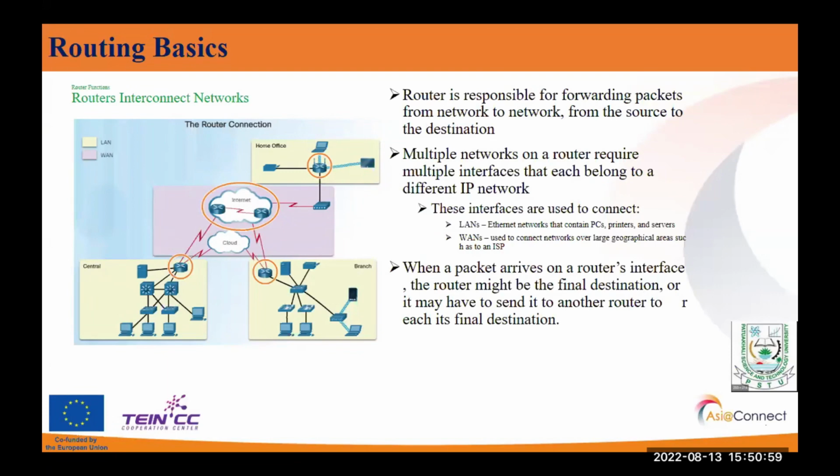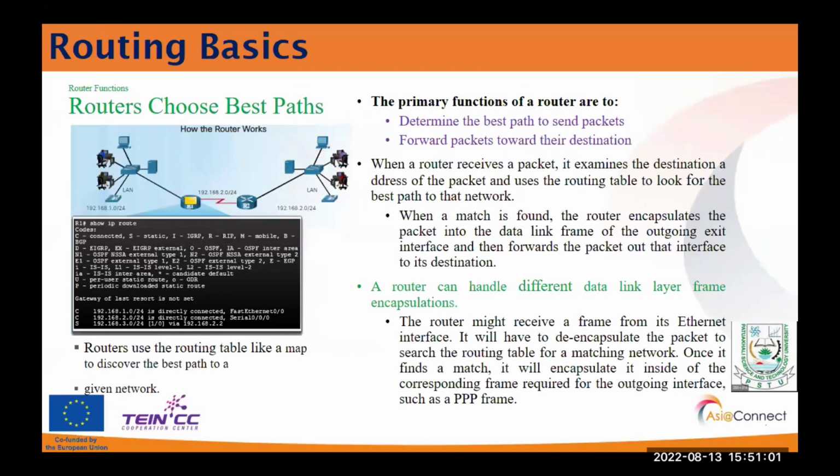Then, routers choose the best path. The primary function of a router is to determine the best path to send packets and forward packets toward the destination. This is the router's main function. When a router receives a packet, it examines the destination address of the packet and uses the routing table to look for the best path to that network.